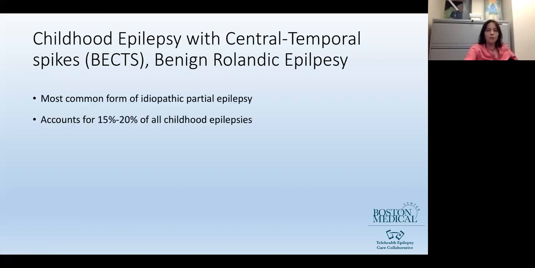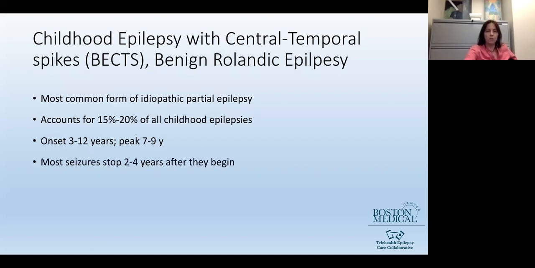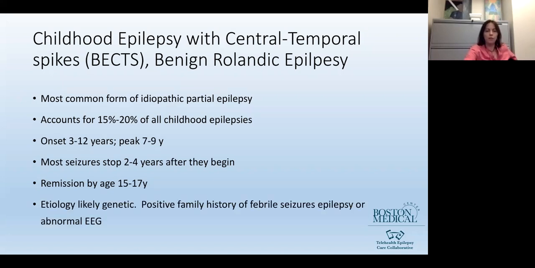So benign Rolandic epilepsy is actually the most common form of idiopathic partial epilepsy. So compared to what Lori presented, the childhood absence epilepsy, which is considered generalized epilepsy, this is an epilepsy that starts focally in one area of the brain. It accounts for about 15 to 20% of all childhood epilepsies. The onset can be anytime between age of 3 to 12 years, but the peak is usually around 7 to 9 years of age. And most seizures stop within 2 to 4 years after they begin. And in almost all of them, we see remission by age 15 to 17 years.